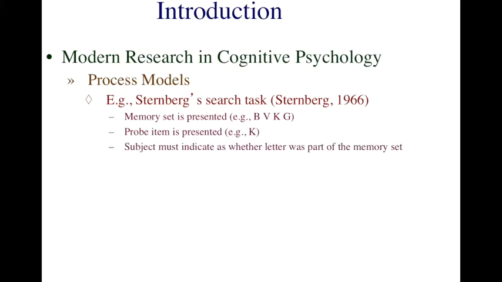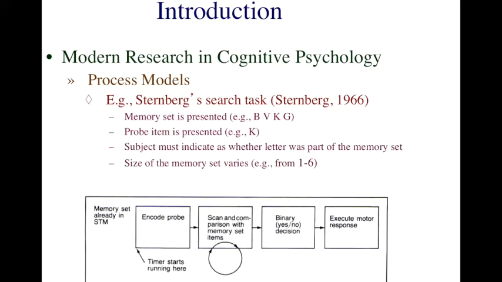What the research participant must do is indicate as quickly as possible whether they remember that letter as being part of the original memory set of letters. In this case, since the original memory set had the letter K in it, the participant would respond yes as quickly as possible. The size of this memory set then can vary from 1 to 6.